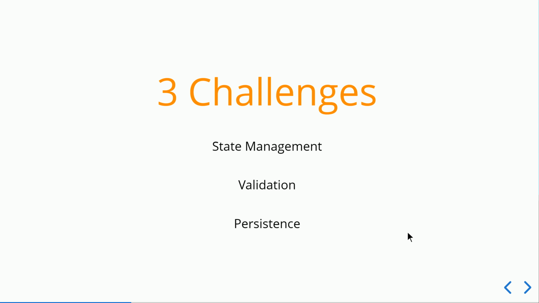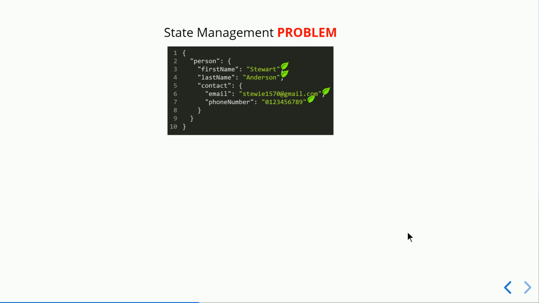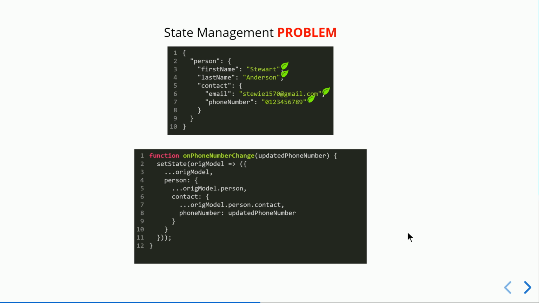These are the main three challenges that I see with doing dynamic forms, and that is state management, validation, and persistence. So taking state management first, say you want to update the phone number. You might create a reducer or a set state callback function that takes the original model, the updated information in that model, and then creates the next immutable progression that has that update in it. So in this case, it takes the new phone number, creates the new immutable progression of the model that has that new phone number in it.